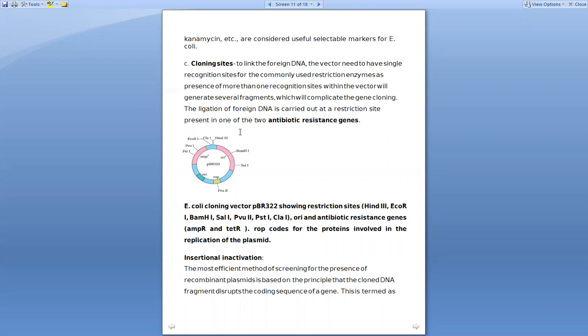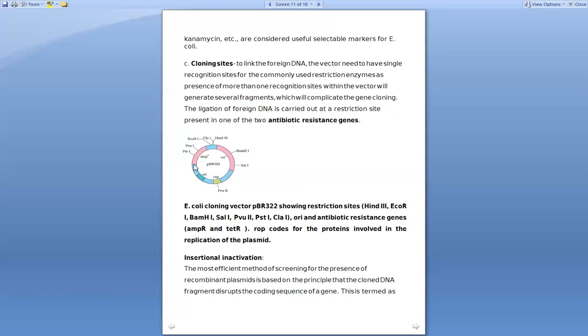The ligation of foreign DNA is carried out at a restriction site present in one of the two antibiotic resistant genes. Now, wherever the antibiotic resistant genes are present, let's take an example where a vector contains two antibiotic resistant genes: the first is ampicillin, and the second one is tetracycline, right?